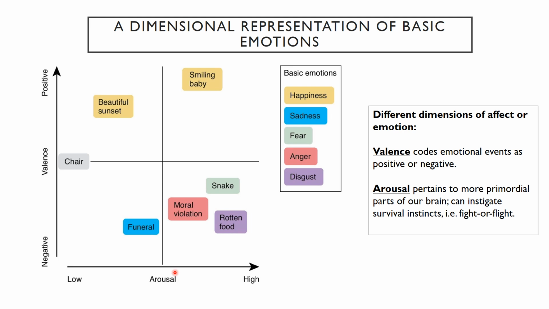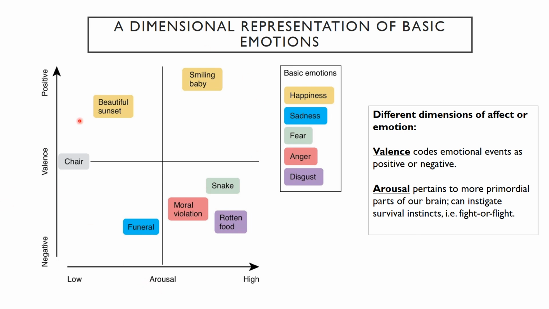So certain emotions can have relatively low impacts on our arousal and have a lower impact on our primordial parts of our brain, or they can have a high impact and can activate the more physiologically relevant portions of our brain, such as instigating survival instincts like fight or flight, or inducing, say, extreme euphoria, such as laughing out of control at a really funny joke, something like that.